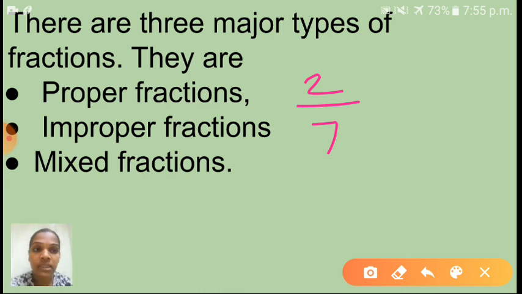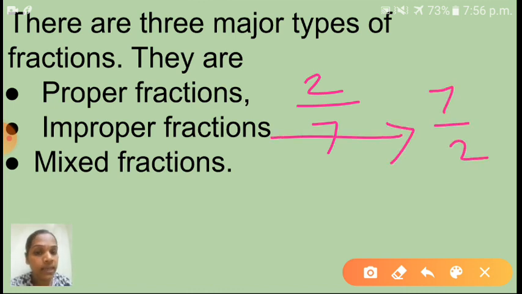Why are we saying this is a proper fraction? Here the numerator is smaller than the denominator. So this 2/7 is called what? Proper fraction. Then what is meant by improper fraction? Yes, improper fraction means the numerator is greater than the denominator. So an improper fraction, 7/2. This is an example of improper fractions.